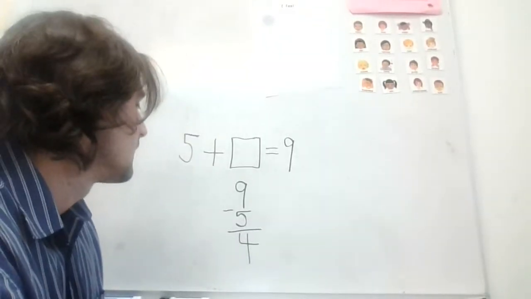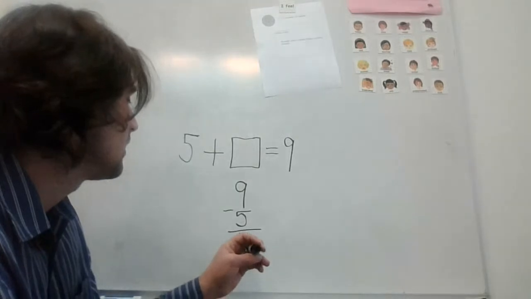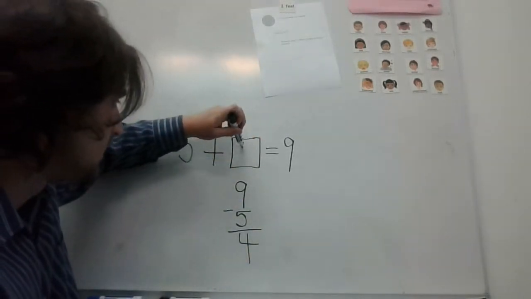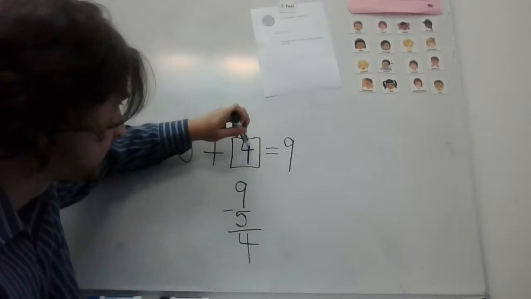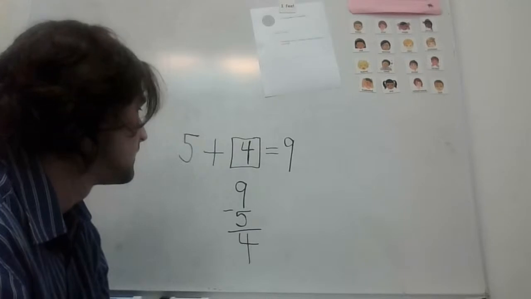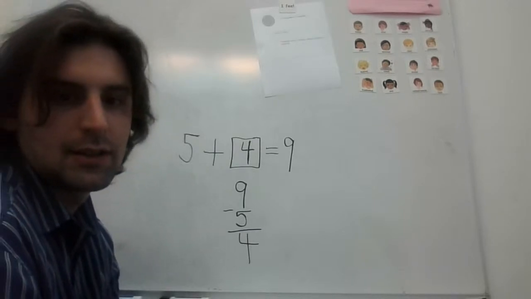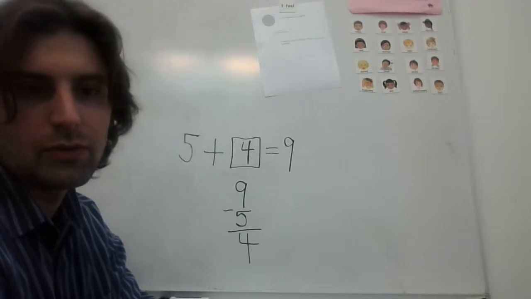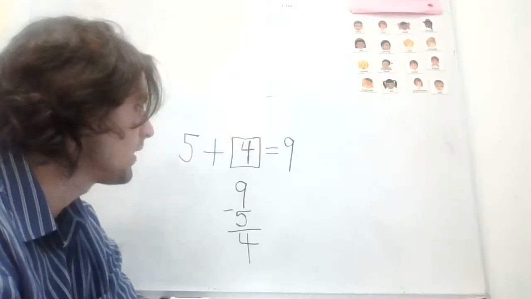All right. So 9 minus 5 equals 4. So then the missing number in the blank is 4. So 4 was the missing addend. All right, so now we're going to do 2 more examples, examples 3 and 4.